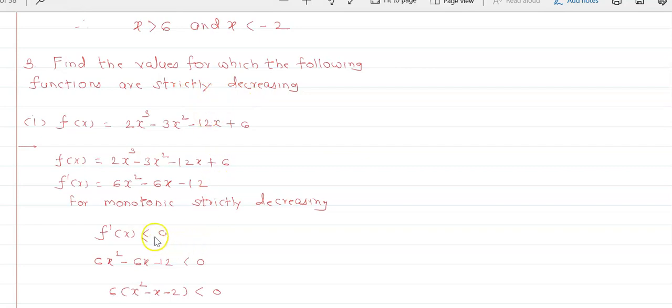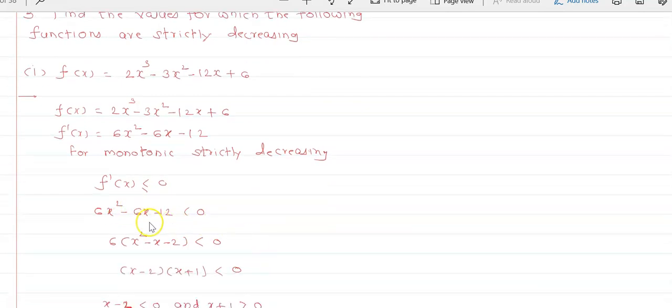Sometimes I write here less than or equal to 0. It is this for the decreasing only. f of x is equal to 2x cubed minus 3x squared minus 12x plus 6. Its derivative is 6x squared minus 12x minus 12. For monotonically strictly decreasing, by mistake I wrote less than or equal to, but it is only less than, only less than. That's why I am writing here.